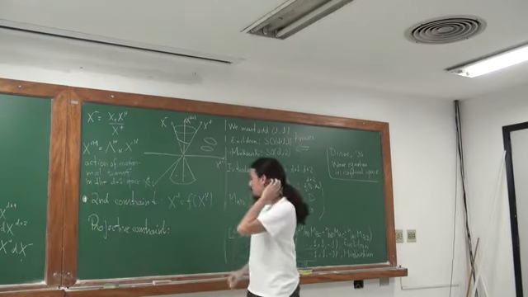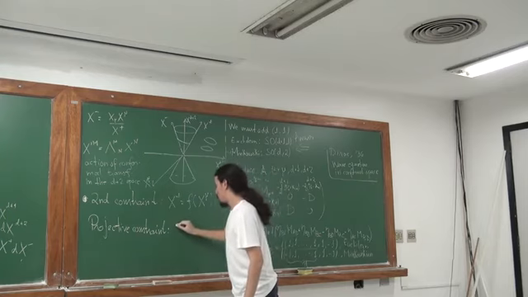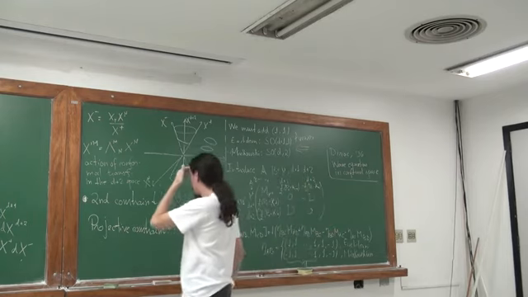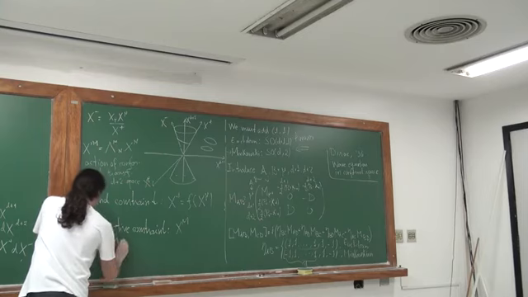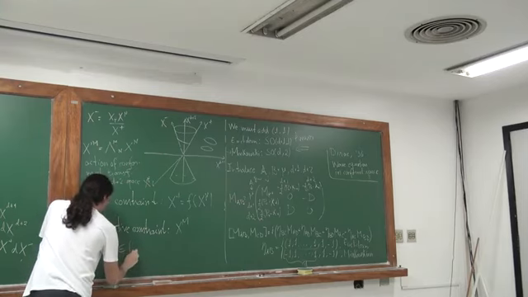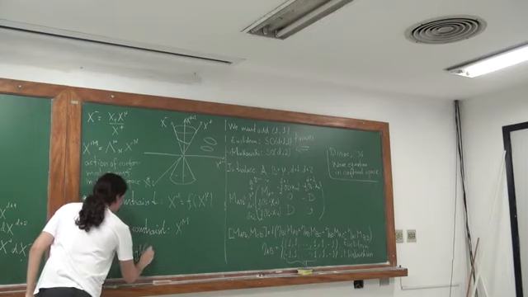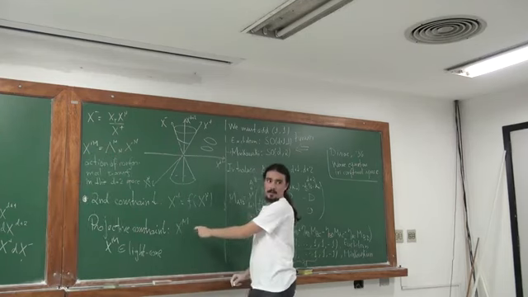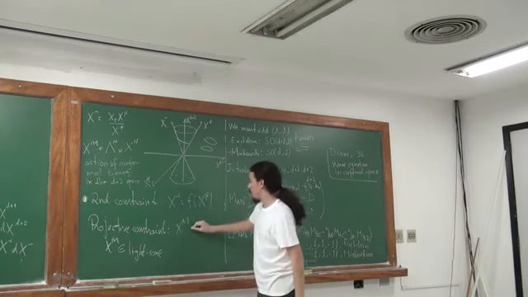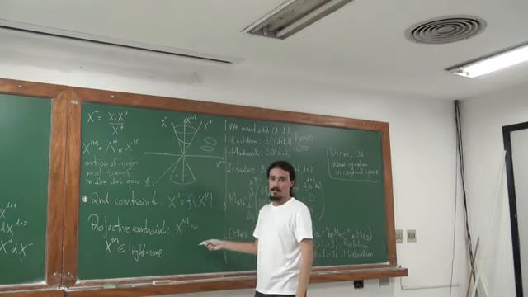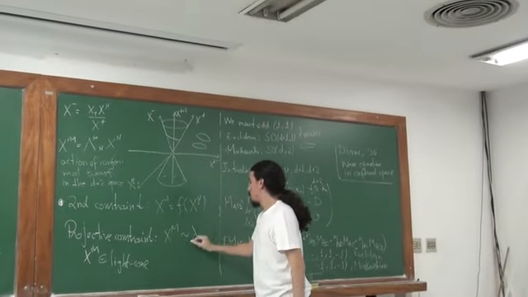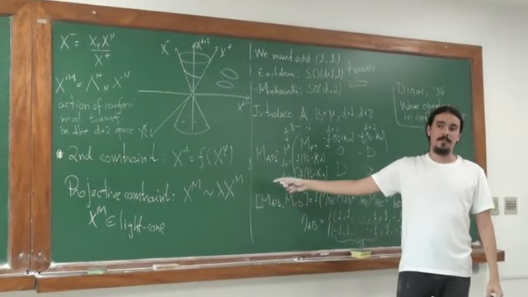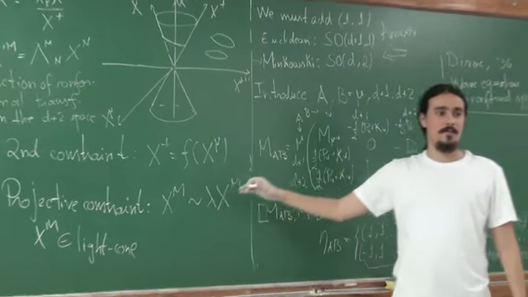Meaning, if I have a point x^m on the light cone, I'll take any point on the light cone and I'll identify it, like an equivalence relation, with another point that is proportional to it. I introduce this equivalence relation.